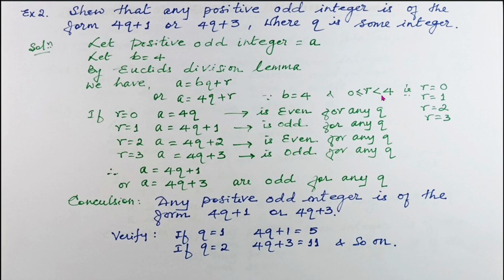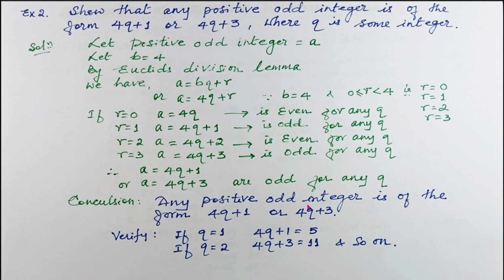Now, since r is less than 4 but greater than or equal to 0, r can be 0, 1, 2, 3. So, putting r is equal to 0, we get a is equal to 4q. r is equal to 1, 4q plus 1, r is equal to 2, 4q plus 2, r is equal to 3, 4q plus 3. Now, if you observe very carefully, a is equal to 4q is even for any q, 4q plus 2 is even for any q, and 4q plus 1 and 4q plus 3 are odd for any q. Therefore, a is equal to 4q plus 1 or a is equal to 4q plus 3. That means they are odd for any value of q, which is what we had to prove.